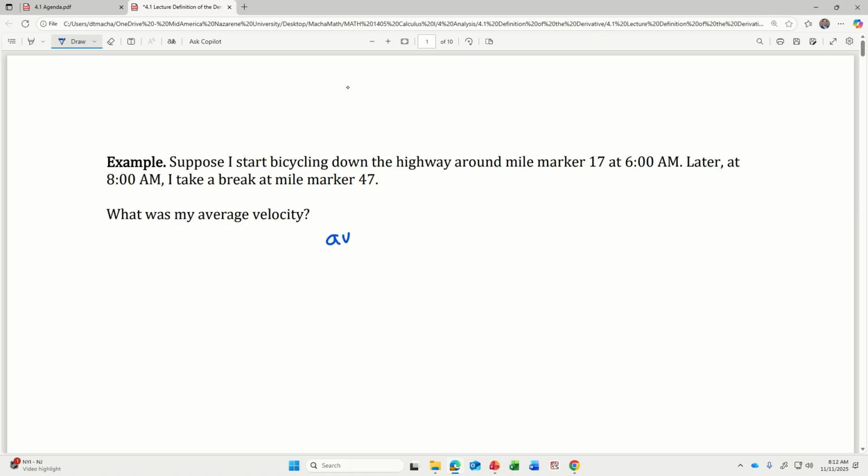So average velocity is going to be my position at the end minus my position at the start divided by the end time minus the start time. So we are talking about time between some start time and end time, and the function that tells me the position as a function of time.